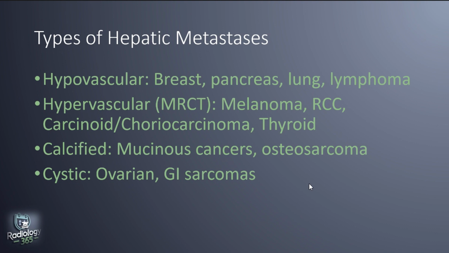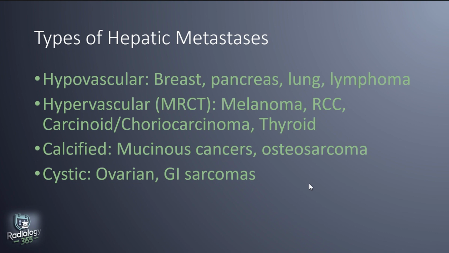Now let's break down metastasis a bit further, because not all mets have the same behavior. Hypovascular mets are the most common, and these come from primaries like breast, pancreas, lung, and lymphoma. Hypervascular mets stand out more and enhance early. When you see hypervascular mets, think more of melanoma, renal cell carcinoma, carcinoid or choriocarcinoma, and thyroid cancer. You can remember this by the mnemonic MRCT: melanoma, renal cell carcinoma, carcinoid, choriocarcinoma, and thyroid.